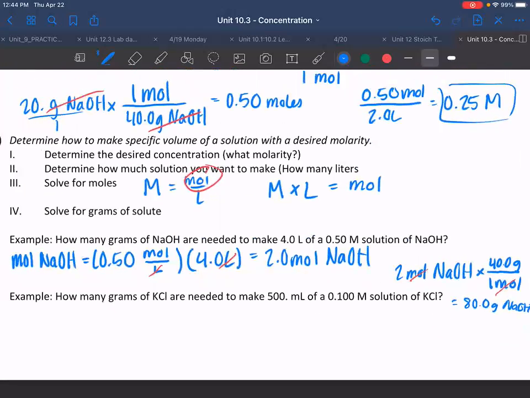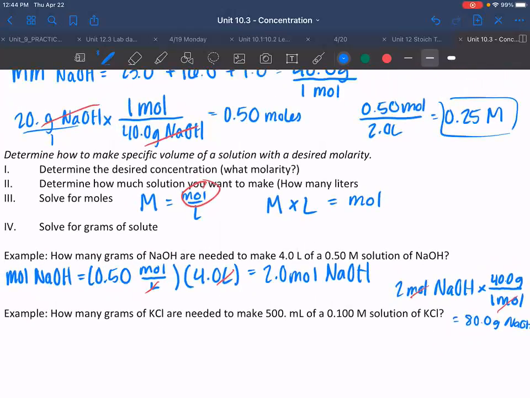All right, this next one here gives us milliliters. So we have to first convert our mils to liters before we can do this, because if you look here, if we used mils, it wouldn't cancel out units. We have to make sure our units of volume are the same. And so we're going to have to first convert mils to liters.